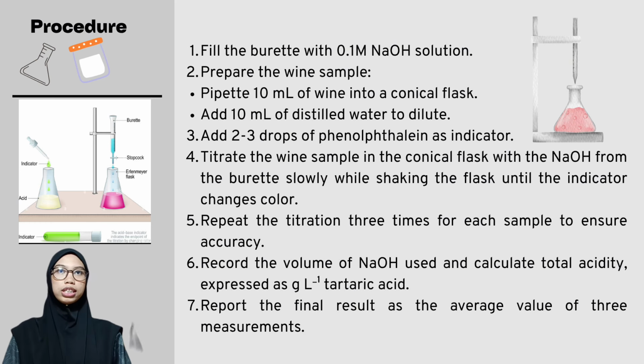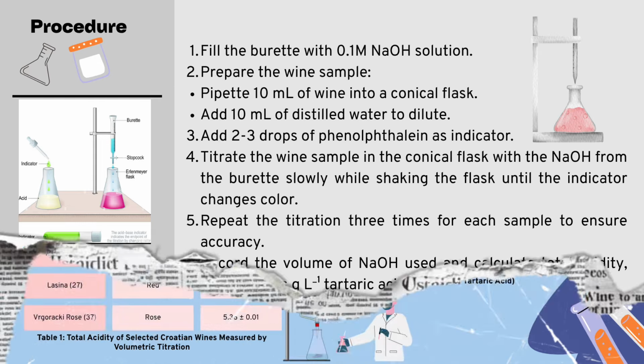Repeat the titration 3 times for each sample to ensure accuracy, record the volume of sodium hydroxide used, and calculate total acidity expressed as grams per liter tartaric acid. Lastly, report the final result as the average value of 3 measurements.